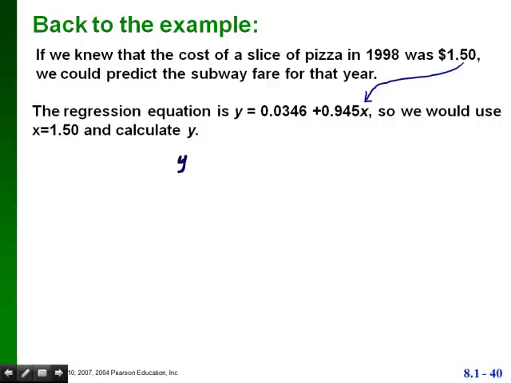So we would put the 150 in there in place of the X. We would go ahead and multiply these 2 and then add, and that would give us our predicted subway fare.